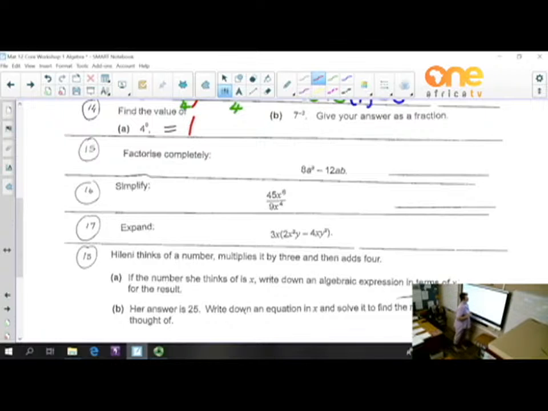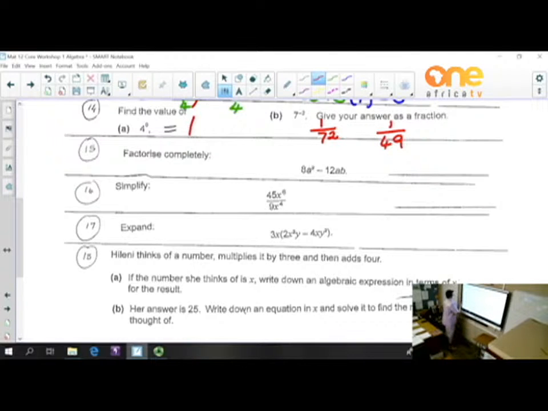7 to the power of negative 2, give your answer as a fraction. And that was the next rule that we had there. So this is the same as 1 over 7 to the power of 2. The negative index is equal to the positive reciprocal. You can give it like this, or you can say 1 over 49. That will also be right in this case.